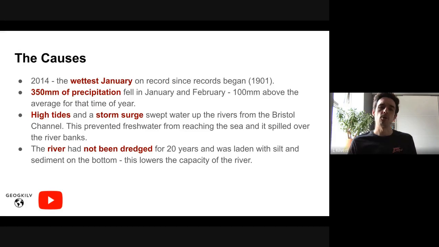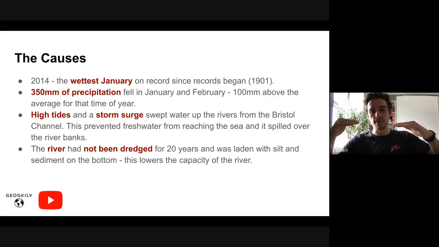Now, that was combined with lots of other factors. And we also needed to take into account that we had high tides. So you had high tides on the coast at the Bristol Channel and huge storm surges. And what happened was those storm surges pushed the water up the river, meaning that the fresh water moving down the river had nowhere to go as it met that storm surge. So it just spilled over the river and it flooded the riverbanks.